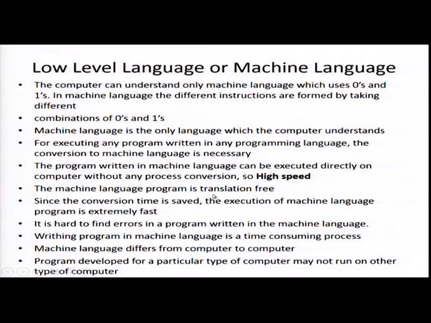The programs written in machine language can be executed directly on the computer without any conversion process. So, the machine language is said to have a high speed of computation. The machine language program is translation free because it has only zeros and ones. Since the conversion time is saved, the execution of machine language program is extremely fast.